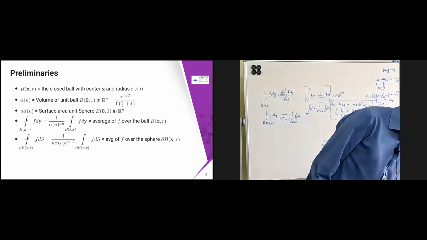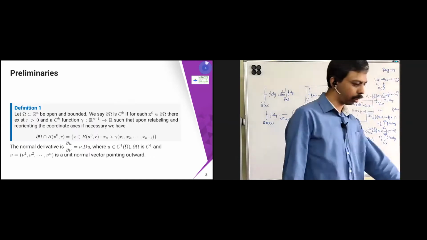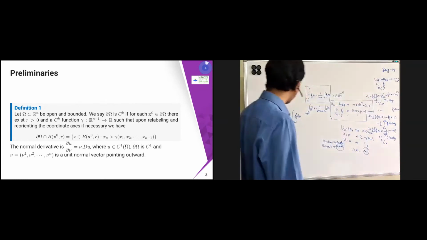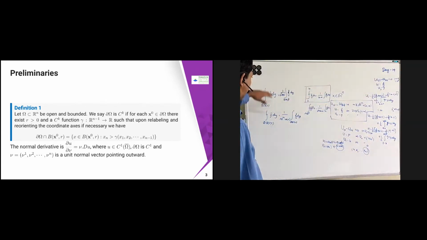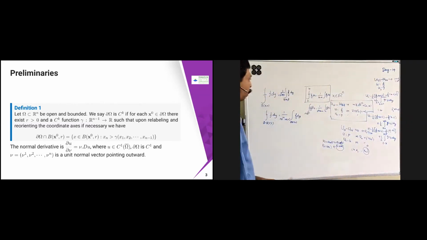So there are two things happening. Any doubts in this one? Just remember this, because we are going to use it again and again: the average over the ball and the average over the sphere. We will use this again and again. A few more preliminaries for this.